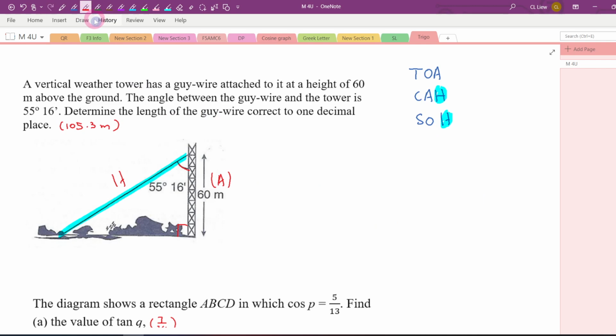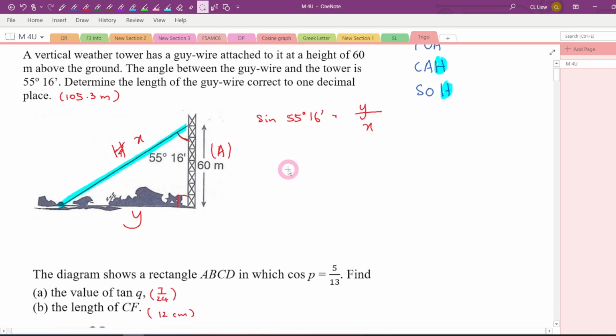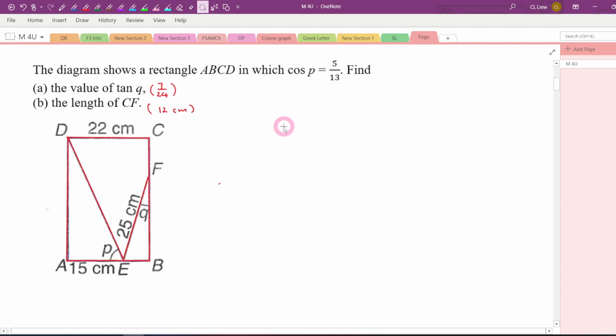And then some students might be thinking, teacher, why can't we use sine? So let's say I use sine. Sine 55 degrees 16 minutes, SOH, opposite divided by hypotenuse. Okay, let this one be x. Now we have a problem. We don't have the length of both sides, so it's not suitable for us to use sine. Hopefully now you know how to choose when to use sine, cosine, and tangent. If you are still not clear, let's try a few more questions so that you will be clearer on how to determine which one to use.